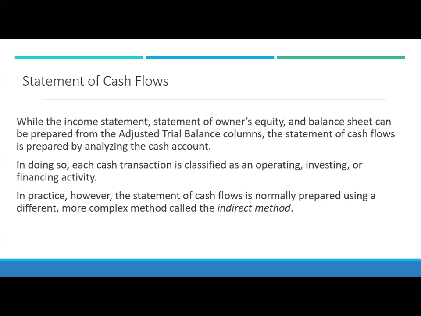Using the indirect method means that we don't have to look at every single transaction, which is super important for businesses that have a lot of transactions. That's the majority of businesses. Some really small businesses would be able to use the direct method. But for anything bigger than that, it would be just faster to use the indirect method because then you don't have to look at all of the individual transactions. So we'll go into that in chapter 13.